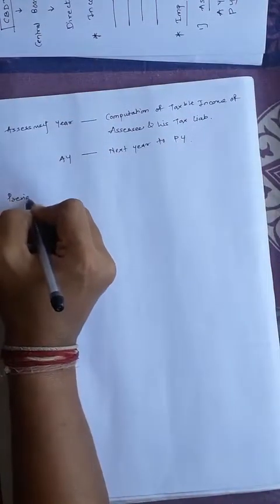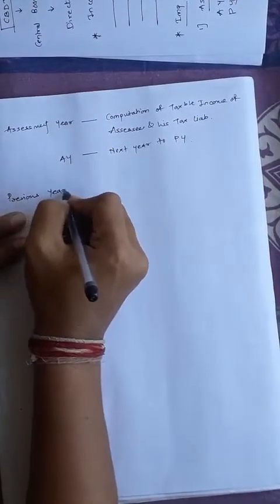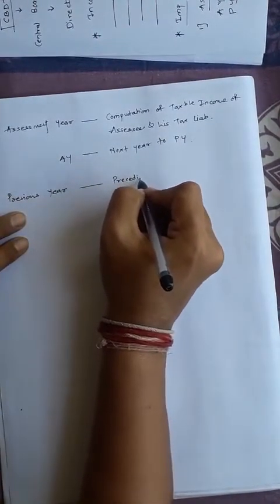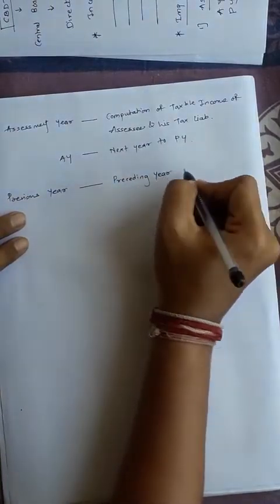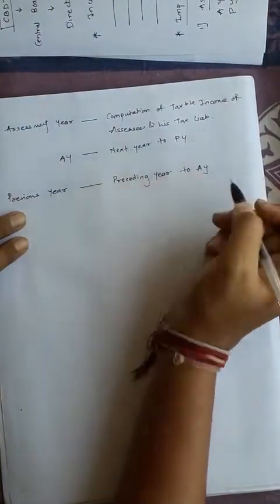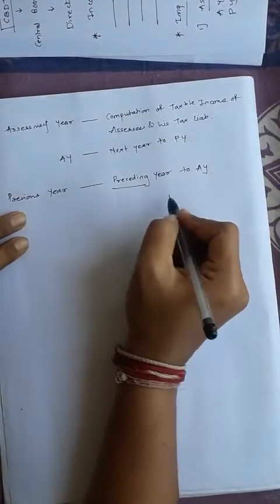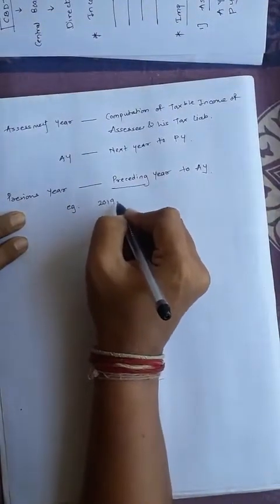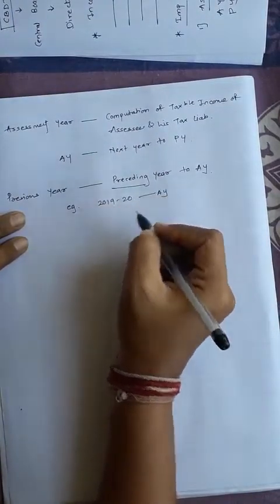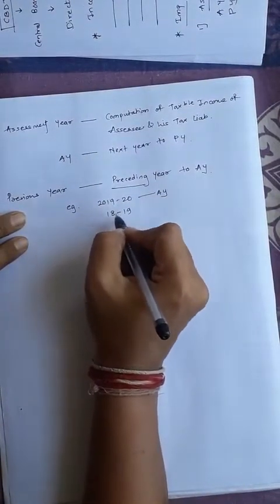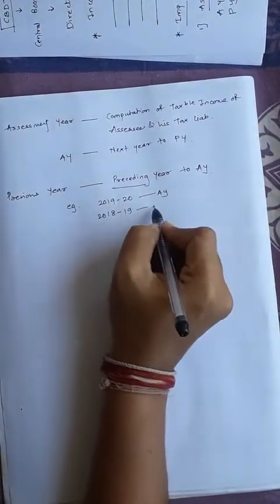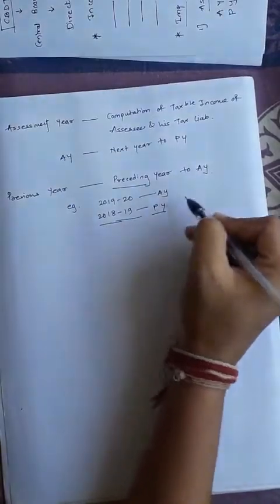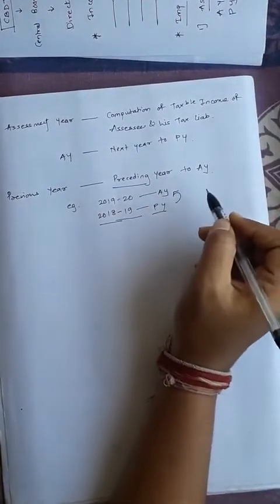Now the second important definition is previous year. Previous year is the preceding year to assessment year. Preceding means previous. For example, 2019-20 is assessment year and the preceding year is 2018-19. The income which is earned in the previous year is going to be taxed in the assessment year.